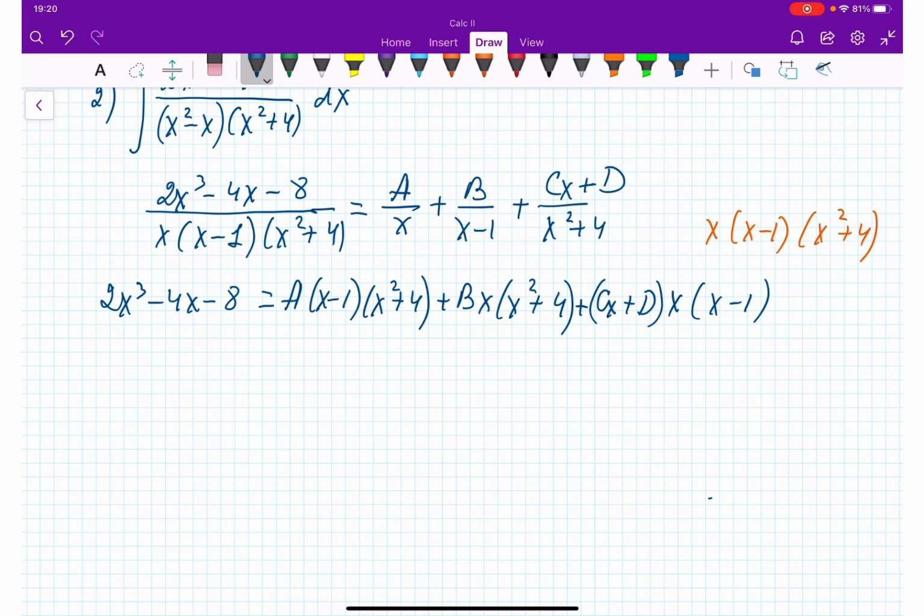Now we need to find a, b, c, and d. If I multiply everything out, it's going to be a long story. So I'm going to go a different way. I'm going to use a different method. Let's say, to solve for the coefficients a, b, c, and d, I'm going to assign values for x.